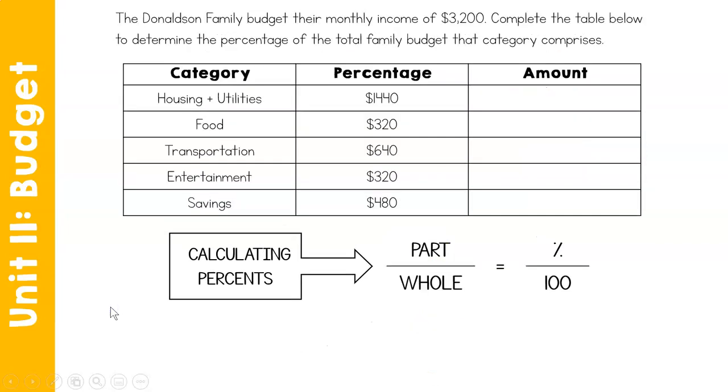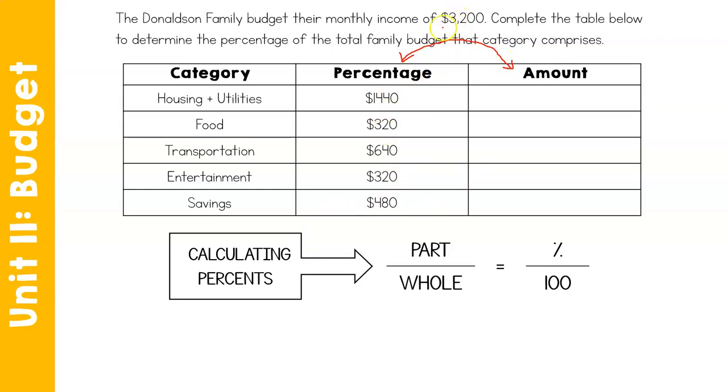Okay, the Donaldson family budgets their monthly income of $3,200. Complete the table below to determine the percentage of the total family budget that each category comprises. Okay. So here I have my titles mixed up. These should have been vice versa. Okay, so apologies for that. So I'm just going to draw a little arrow. So we're given the amount and they want us to calculate the percentage.